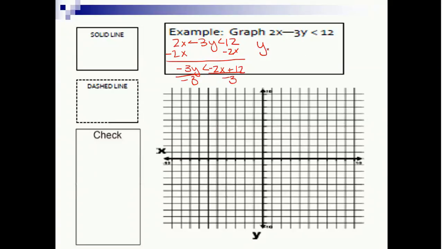Now, I divided by a negative, so I have to flip my sign around. So I'm going to have negative 2 divided by negative 3 is a positive 2 over 3, and then 12 divided by negative 3 is a negative 4. So now I can graph my line.